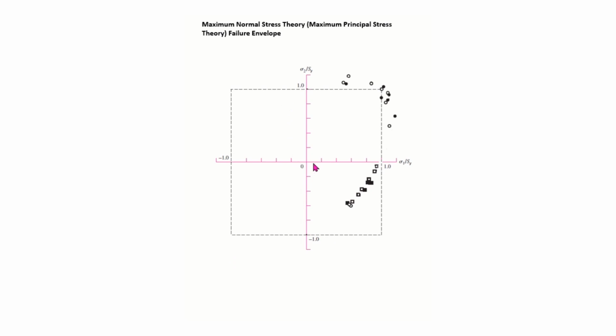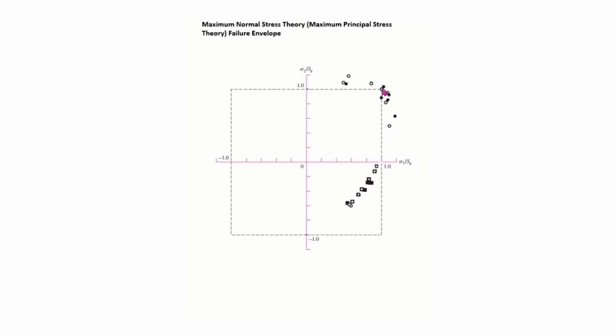Here I'm plotting sigma 1 over SY, and here I'm plotting sigma 2 over SY. What I get when I plot that equation of the failure theory is this dashed line here that forms this box. So everything inside this box would be considered a safe stress state. Everything outside the box is considered a failed stress state.